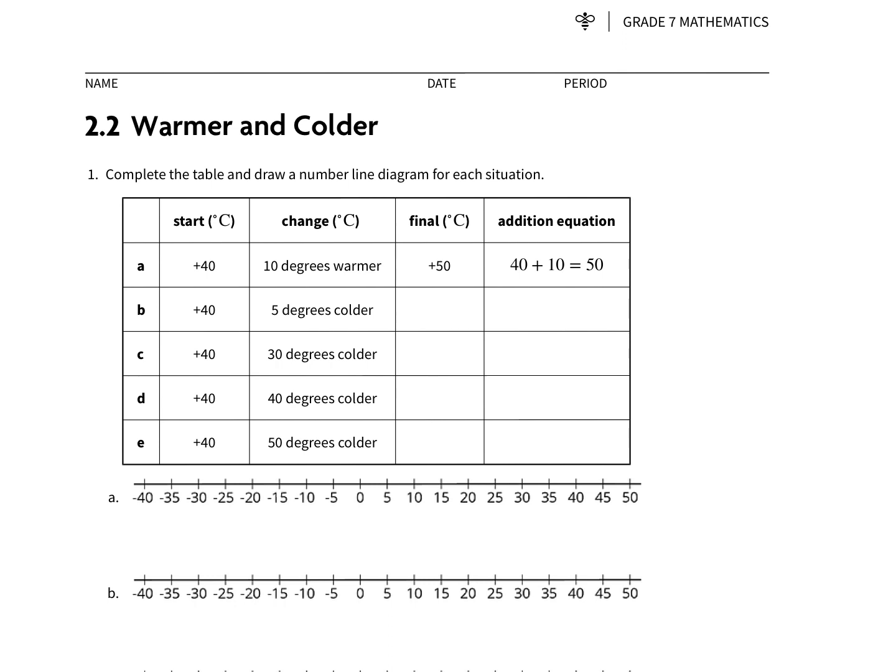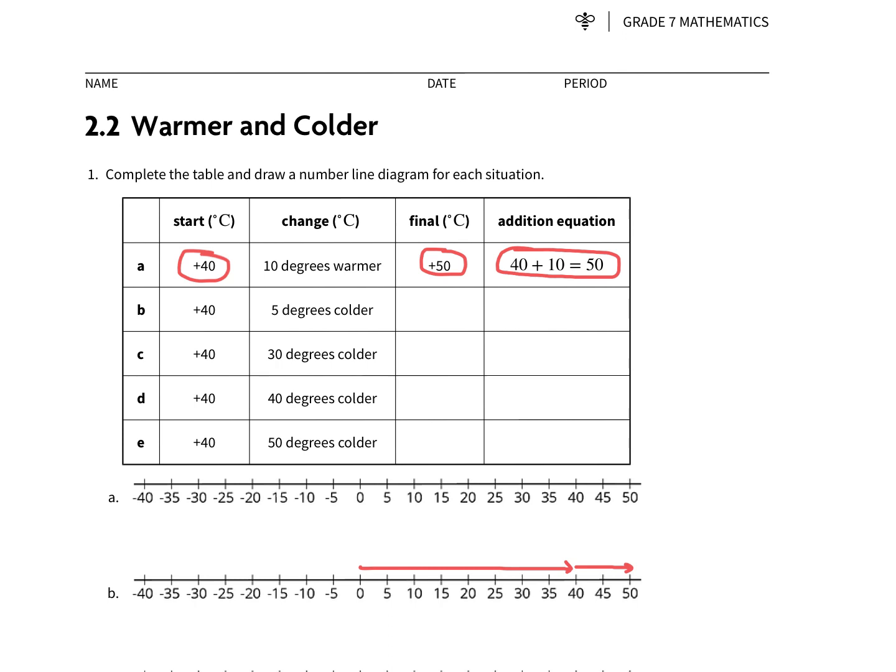So the first thing they want us to do is they're saying our temperature is starting off at positive 40 degrees. So they want us to draw an arrow up to 40 degrees. And then they're saying it's getting 10 degrees warmer. 10 degrees warmer would take us to 50 degrees. And notice that the final answer would be positive 50. And our addition equation needs the 40 plus the 10 to equal 50.